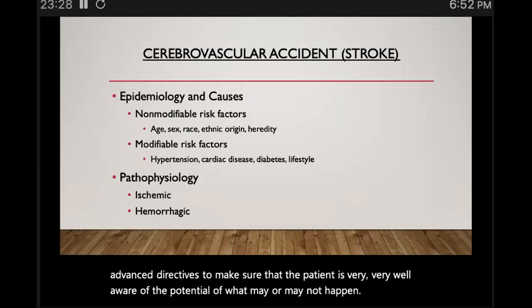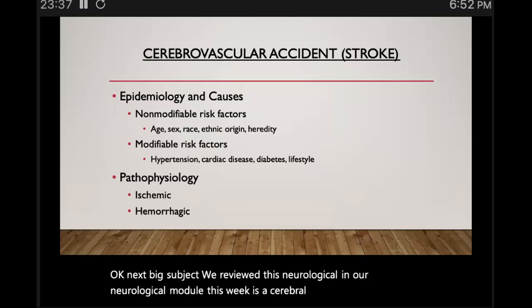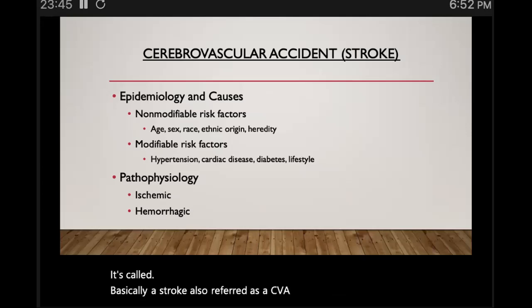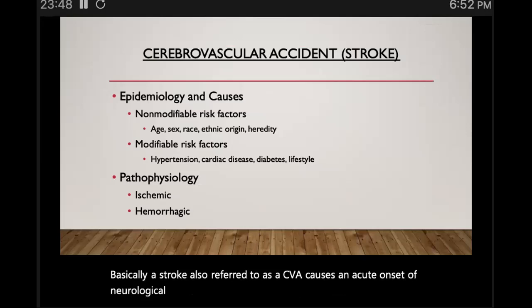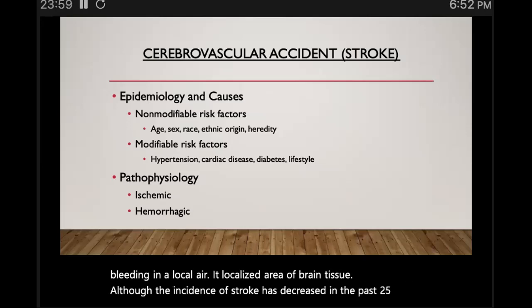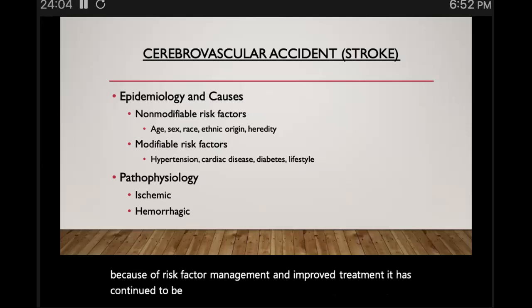Okay, next big subject we reviewed in our neurological module this week is cerebrovascular accident, AKA stroke. A stroke, also referred to as a CVA, causes an acute onset of neurological deficits caused by decreased blood flow or bleeding in a localized area of brain tissue. Although the incidence of stroke has decreased in the past 25 years because of risk factor management and improved treatment, it has continued to be a significant health problem in terms of both mortality and permanent disability.